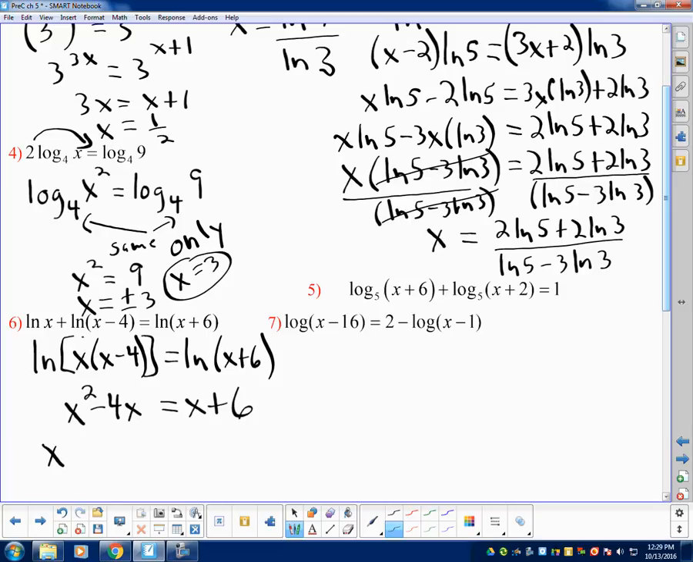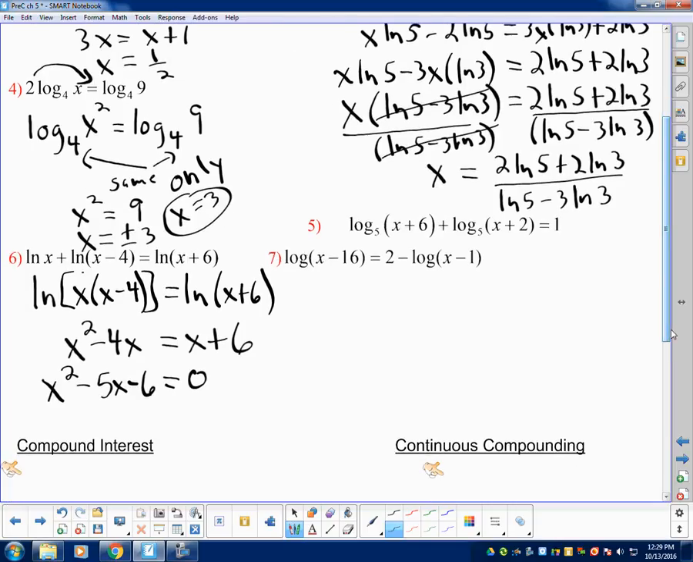So subtract the x over. Unfortunately, it is factorable. I can see it here. It factors as x minus 6 times x plus 1 equals 0. So my two potential solutions, once again I'm calling them potential solutions because I have to plug them into the original to see if they actually are in the domain of logarithm. My two potential solutions are x equals 6 or x equals negative 1.